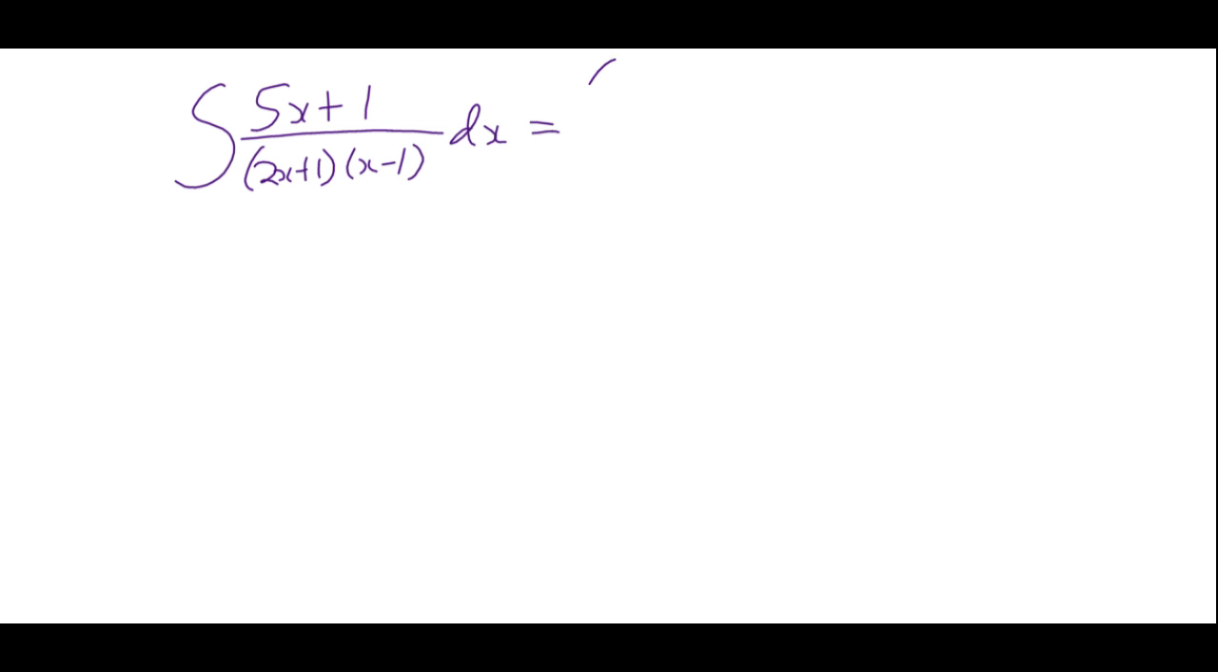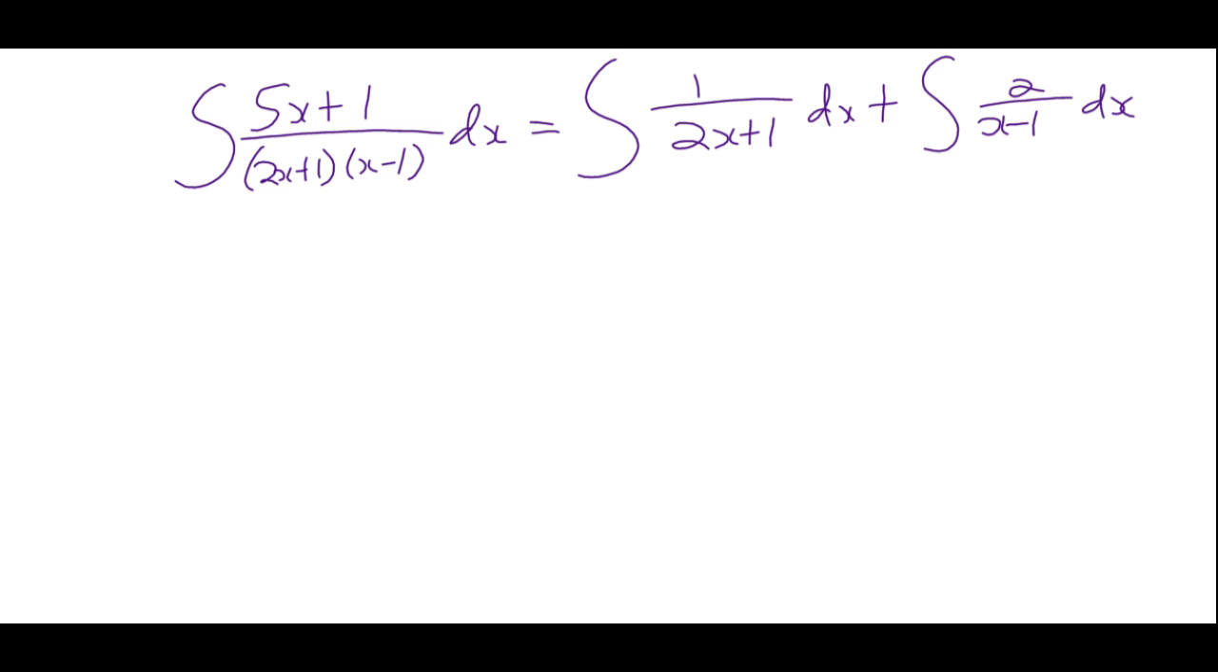Okay, so where are we now? We are now at the form where we are going to write the integral of 5x plus 1 over 2x plus 1 times x minus 1 dx is equal to the integral of 1 over 2x plus 1 dx plus the integral of 2 over x minus 1 dx. Okay, so all we've done is, right, the a was over 2x plus 1, and a is equal to 1. And the b is over x minus 1, and b is equal to 2. All right, well, it's pretty trivial now, right?